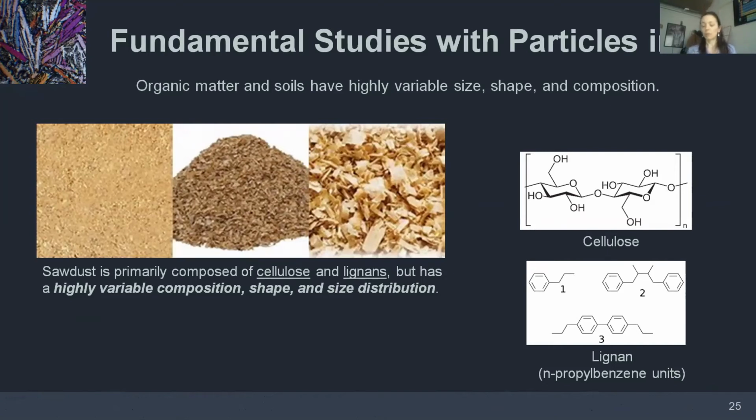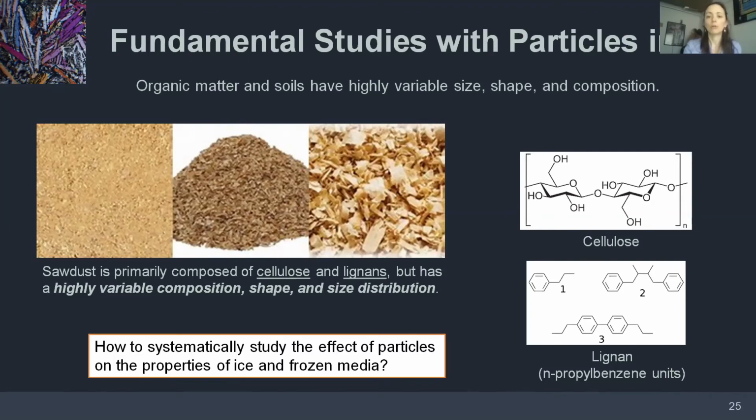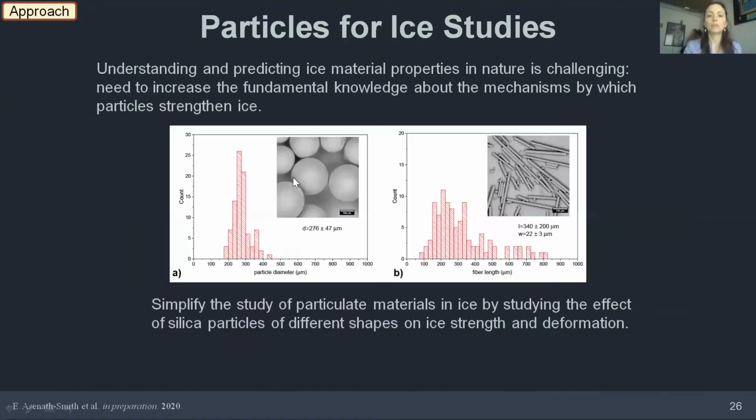For example, we all know that pine is very light and has a lot of resins in it, whereas a wood like oak is much drier. And so I said, how can we idealize the sawdust particle to fundamentally look at the effect of particles in ice? So I chose silica particles because you can get them in these beautifully well-defined spheres, and you can also get them in well-defined rods. And so that's what we did.